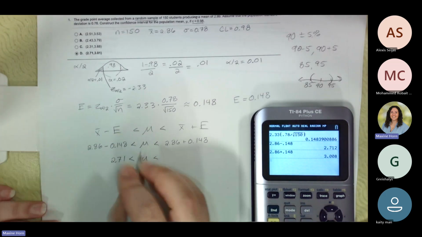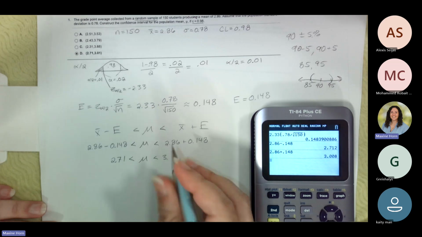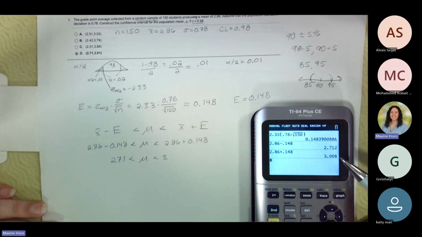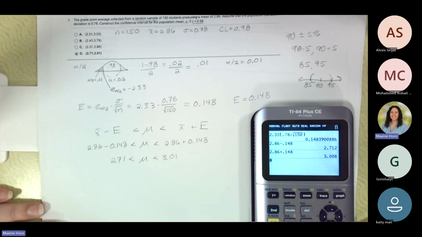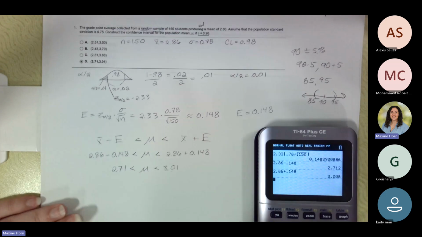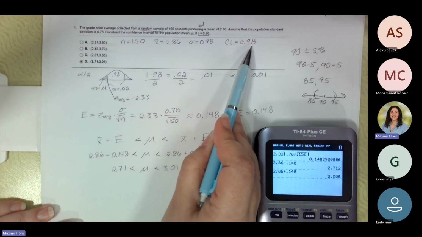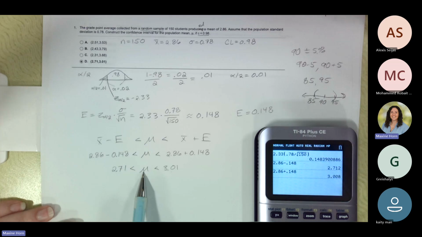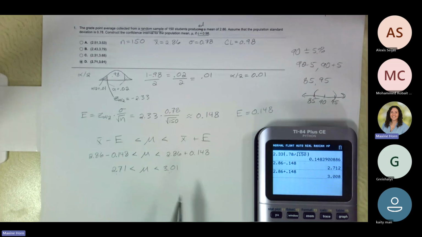All right, so if I round that to 2 decimal places, the 8 turns that 0 into a 1, and we have 3.01. Okay, so the population mean is somewhere between 2.71 and 3.01. I'm sorry, more specifically, we can say with 98% confidence that the population mean is between 2.71 and 3.01. Right? That's the whole idea of confidence intervals of what we're doing here. It's this interval at this level of confidence.